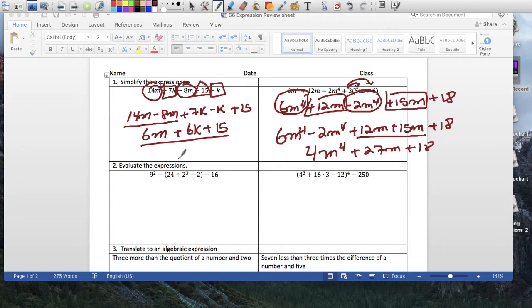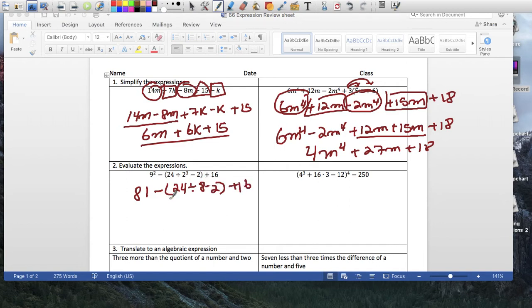Right? So now it says evaluate the expression, or use order of operations. So let's take care of the parentheses first. I can do 9 squared, so that's not going to hurt anything, right? So 81 minus, and inside the parentheses, I'll do it slowly, 24 divided by 2 to the third. 2 to the third is 2 times 2 times 2, which is 8, minus 2, and then plus 16.